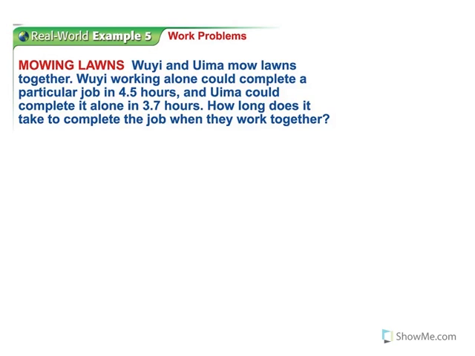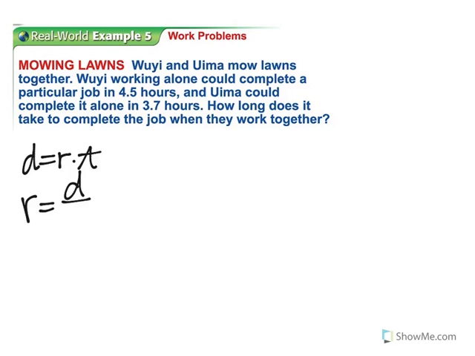Example 5. To be honest, I don't know how to pronounce these names. These two mow lawns together, and this W person, working alone, could complete a particular job in 4.5 hours, and this U person could complete it alone in 3.7 hours. How long does it take to complete the job when they work together? So remember, we have distance is equal to rate times time, and we're thinking, okay, if we divide by r on both sides, we have time is equal to, oops, just kidding.